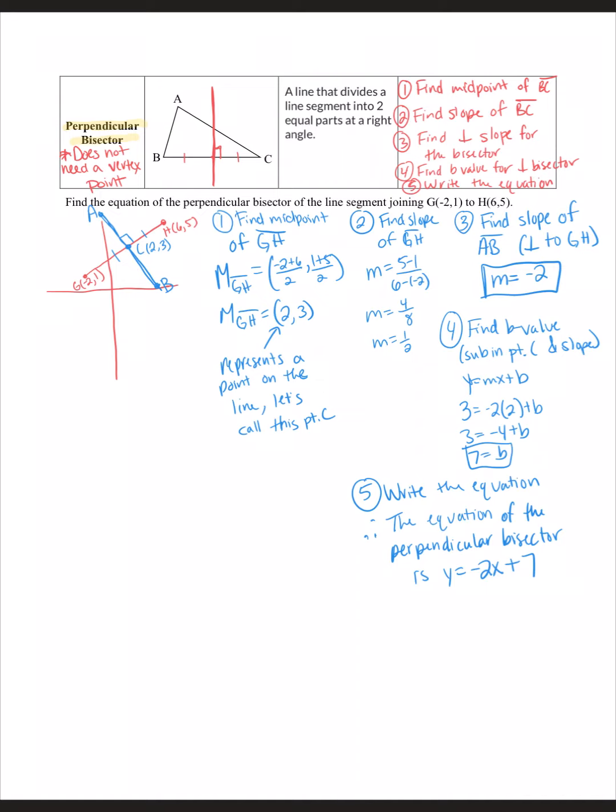Okay, so 3 new lines we looked at today. We looked at median, altitude, and perpendicular bisector. The steps are similar. We're pulling together that information we know about midpoint, perpendicular lines, slope, writing the equation of a line, kind of combining it all into one. That's it for your note for today.